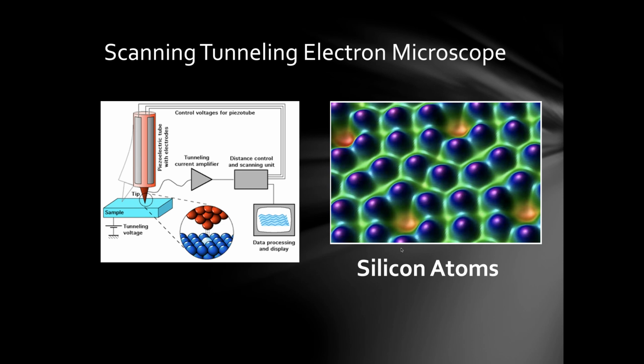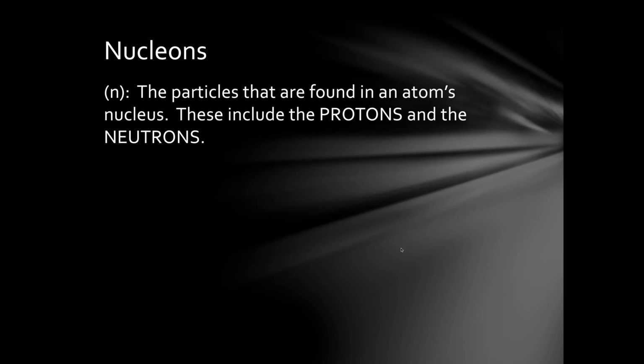Sometimes it's also called an atomic force microscope. Now, what about the middle of the atom, the nucleons? Well, the nucleons, the particles in the nucleus, are the protons and the neutrons. And these, in turn, are made of particles called quarks. But we're not going to get that deep into it. We're just going to look at the fundamental particles.